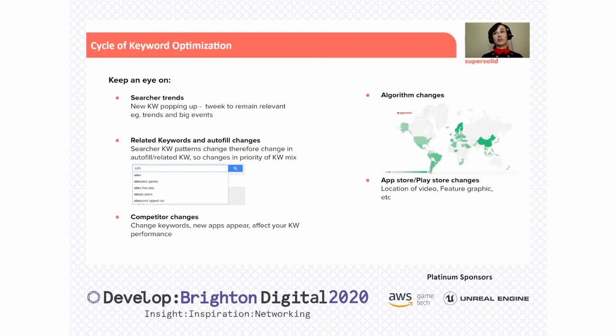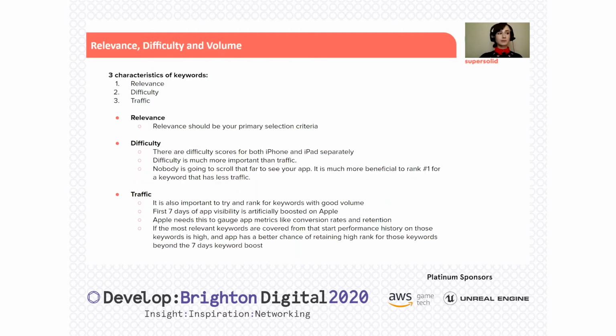Additionally, keeping an eye on algorithm changes. AppTweak has a really useful tool that shows if there have been any algorithm changes all over the world, and algorithm changes by Google really do impact installs. So it's good to keep an eye on that. Additionally, it's good to keep an eye on any App Store or Google Play changes, stuff like that.